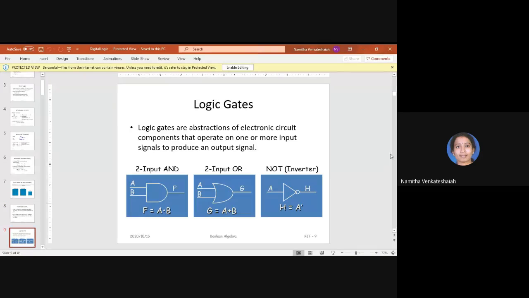Okay, now this is something I didn't tell you, but previous in basic electronics you might be knowing, but still I am telling once again. Whenever I say AND gate, how it will be represented? This is the symbolic representation of AND gate, and this is the symbolic representation of OR gate, and this is the symbolic representation of NOT gate. Okay.